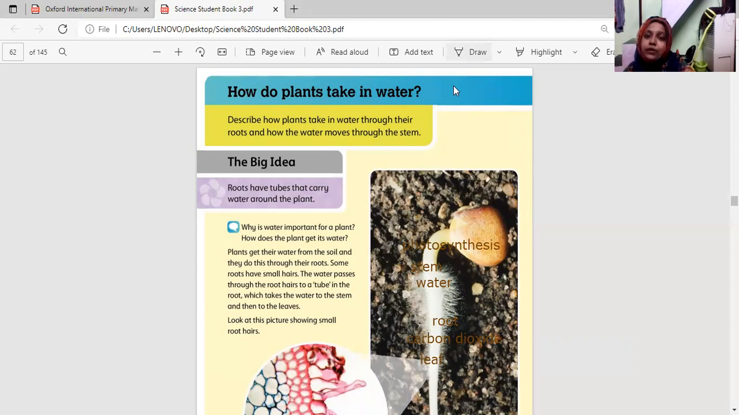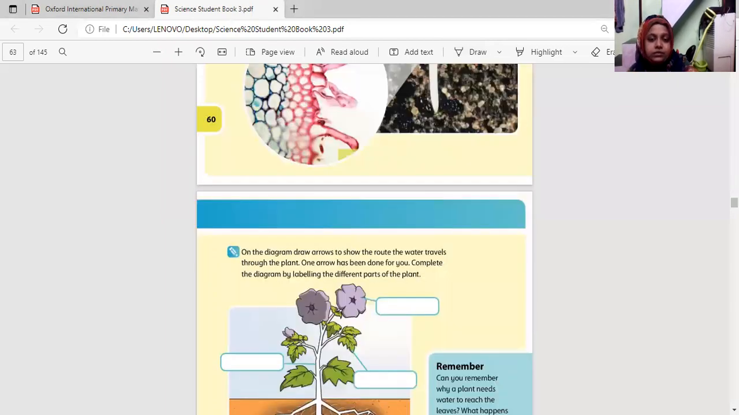These small tiny root hairs help in absorbing the minerals and then providing it to the different parts of the plant. So these roots here are equally important and they perform a very important function of transporting water to the plant.